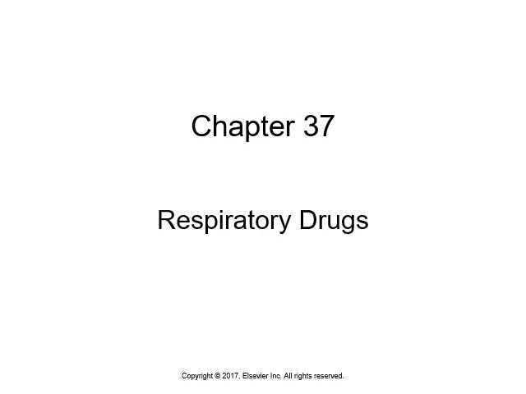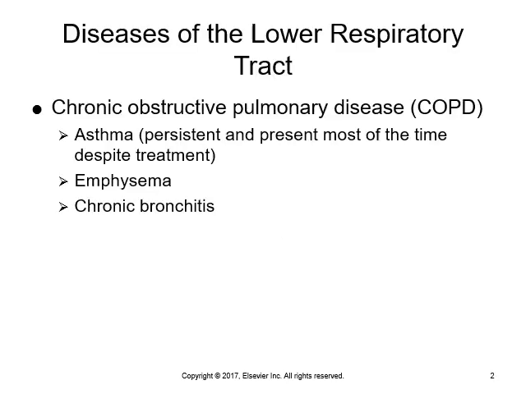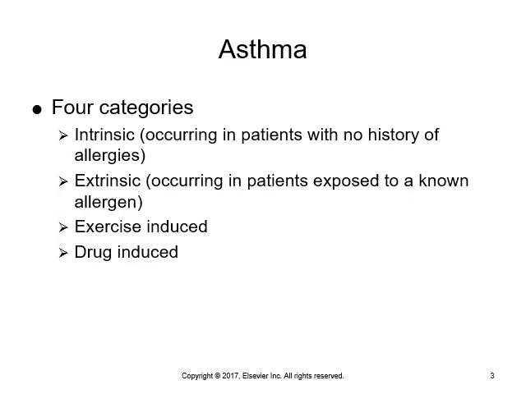Chapter 37, Respiratory Drugs. We're going to start with the diseases of the lower respiratory tract: COPD, or chronic obstructive pulmonary disease. Also asthma, which is persistent and present most of the time despite treatment. Emphysema and chronic bronchitis.